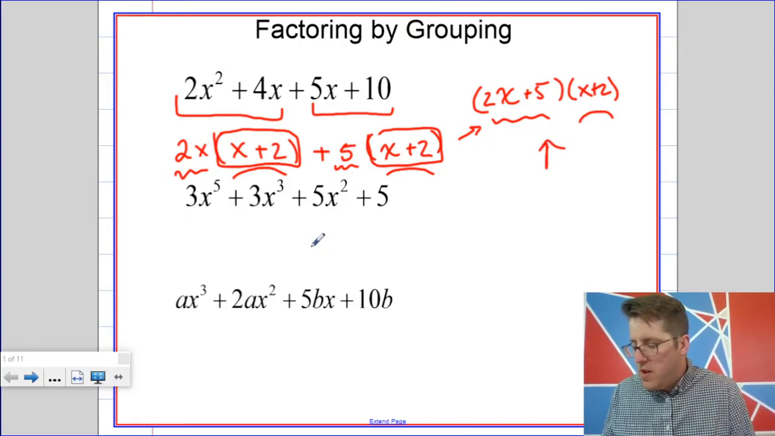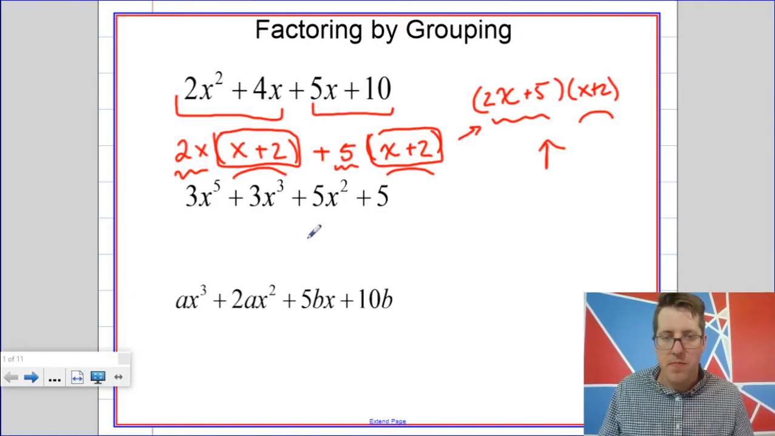All right, so pause the video, see if you can do the next one on your own. Pause the video, see if you can do the next one on your own.